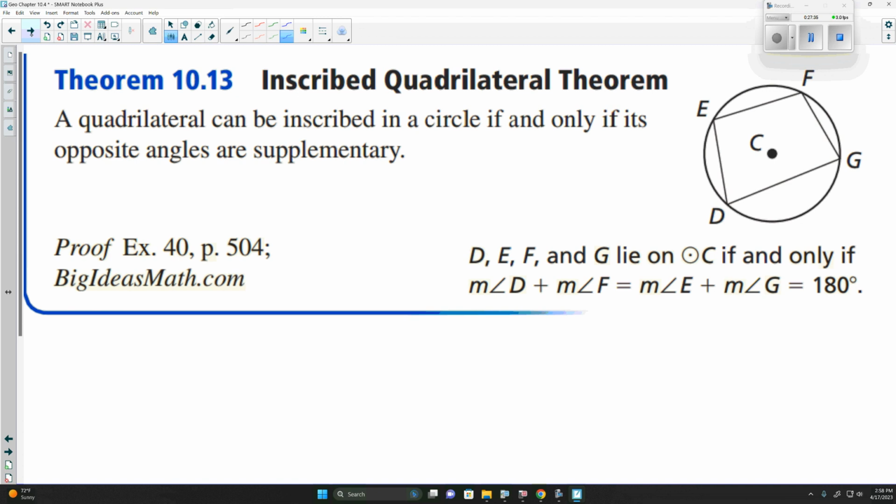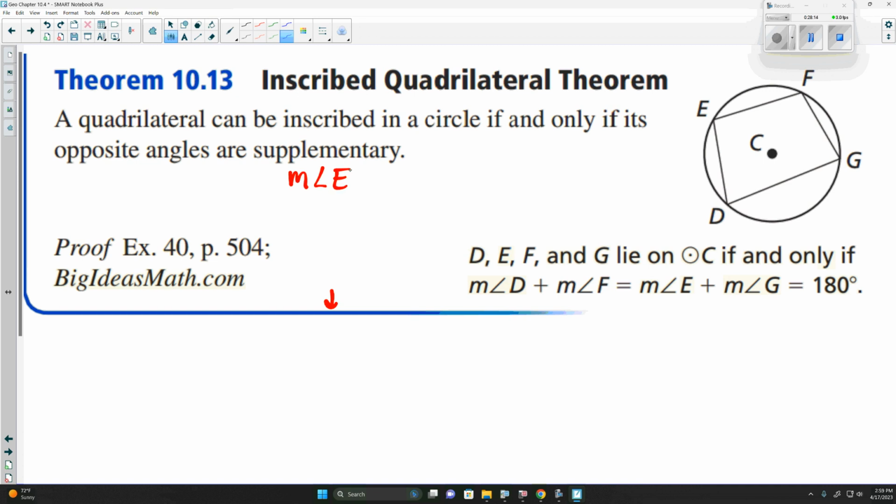A quadrilateral can be inscribed in a circle if and only if its opposite angles are supplementary. Okay. I mean, you can take my word for that, or we can actually do this here. So I'm going to work this out for us so that we can see this, because it's sometimes better seen than just having it told to you.